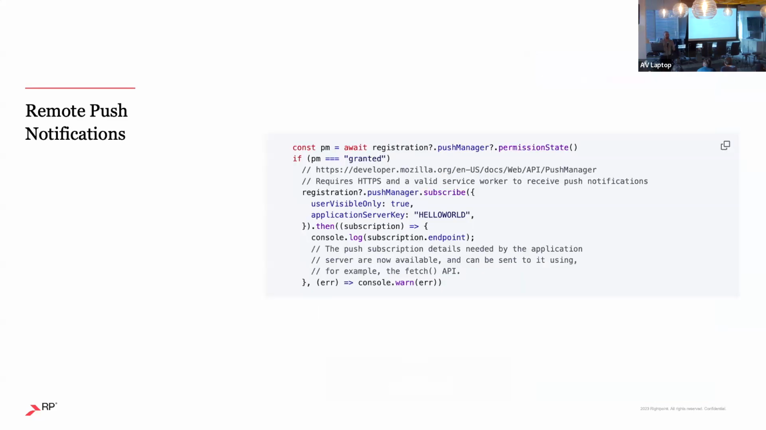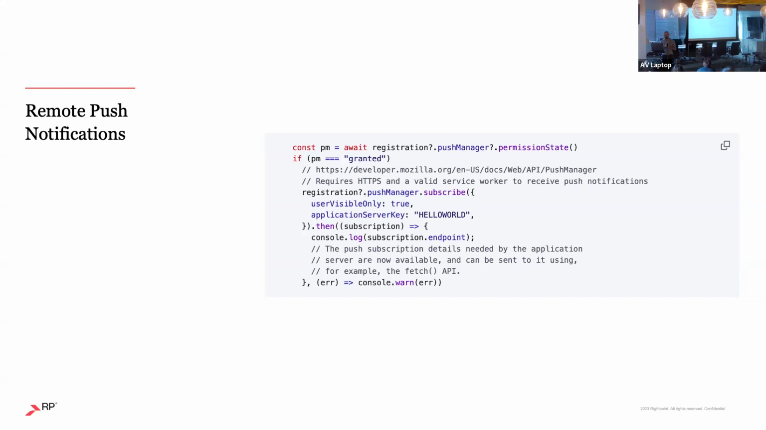But that's just a local push notification, which is great if you're setting a reminder or a timer or something of that effect. But what if you want to send a push notification from the server? Well, it's going to be very similar, at least from the client side. So we're going to take our registration, that's the service worker registration from earlier. Make sure we have the push manager property on that, and then call permission state to make sure our permission is granted.